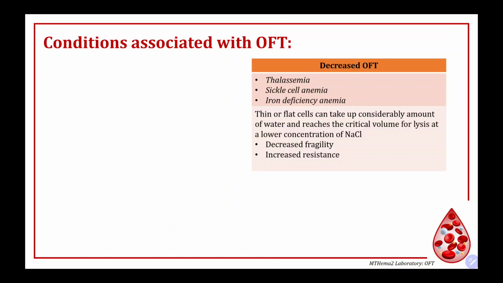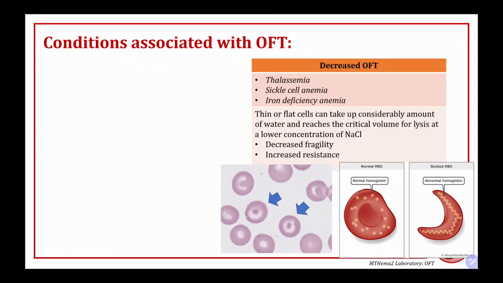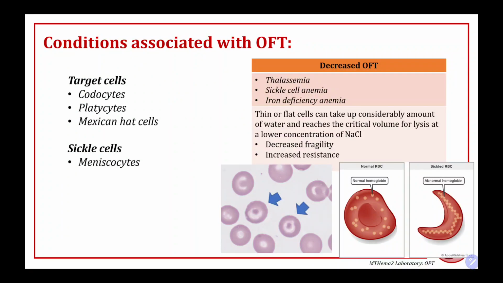On the other hand, red blood cells with larger surface area, such as your target cells and sickle cells, are capable of absorbing more fluid prior to rupturing. Thus, it has a decreased fragility and more resistance to hemolysis. Your target cells are also known as codocytes, platycytes, and Mexican hat cells. These are observed in the condition thalassemia. And your sickle cells, also known as meniscocytes, are usually associated with sickle cell anemia. Thus, results with decreased OFT are associated with the conditions thalassemia, sickle cell anemia, and iron deficiency anemia.